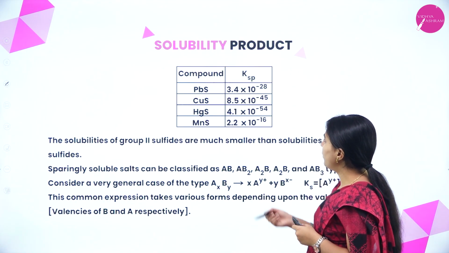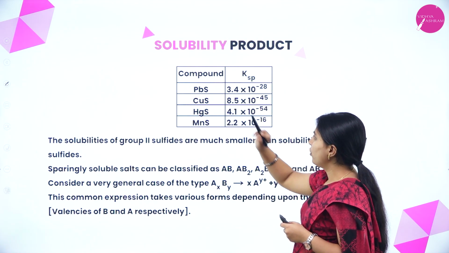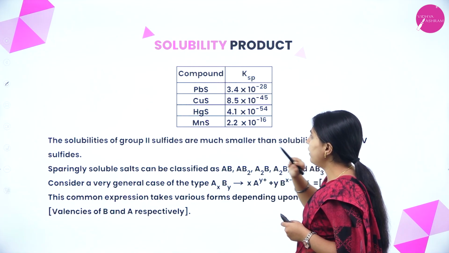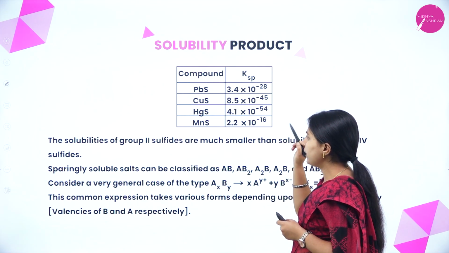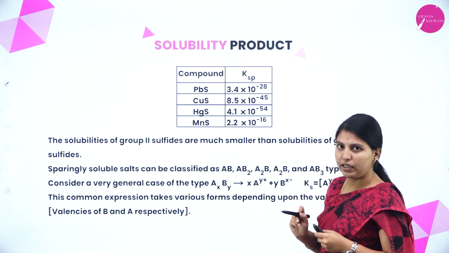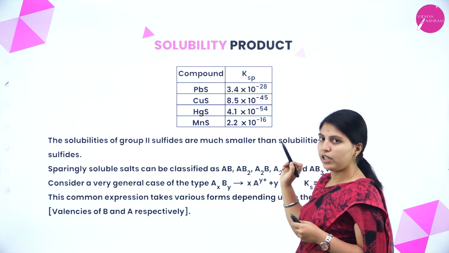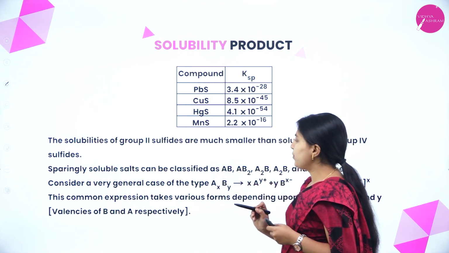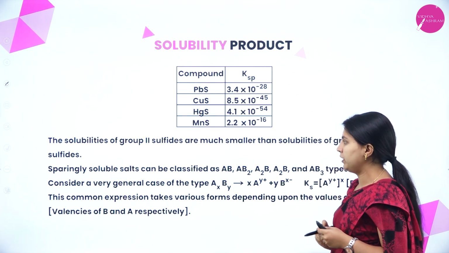Here the compounds: lead sulfide 3.4 into 10 to the power of minus 28, copper sulfide 8.5 into 10 to the power of minus 45, mercury sulfide 4.1 into 10 to the power of minus 54, manganese sulfide 2.2 into 10 to the power of minus 16. These are some of the compounds. Ionic compounds are any compounds which are sparingly soluble, with their solubility product. The solubilities of group 2 sulfides are much smaller than solubilities of group 4 sulfides.